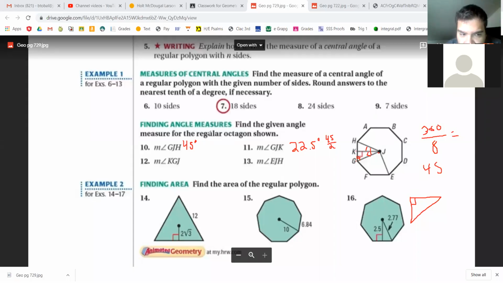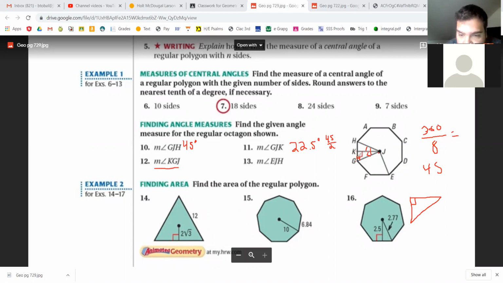So we just found, and I'm just giving a recap, we found this one's 45 by doing 360 divided by 8 equals 45. We also found GJK because if these two pieces are cut in half, we know 45 divided by 2 should be 22.5. Now we're looking for KGJ.